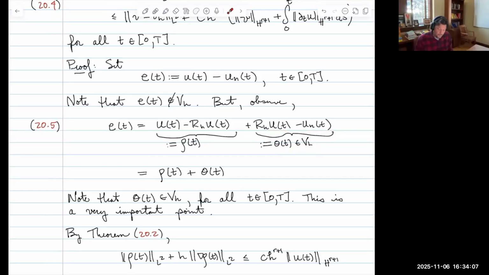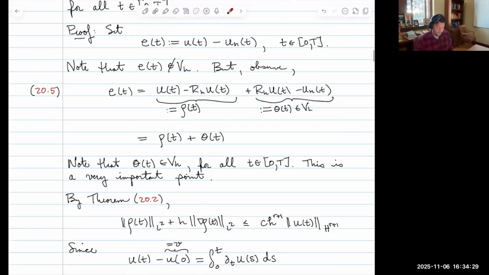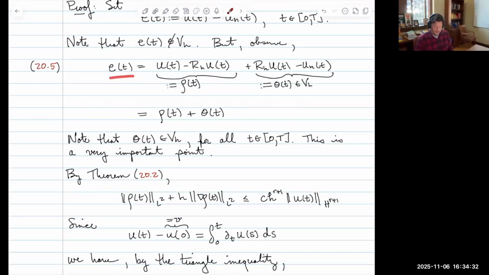Okay, so now this difference, let's think about that. What is this rho? Well, this is just the difference between a function u and its Ritz-Galerkin approximation. We have estimates for the size of that error already based on our assumption, our hypothesis from theorem 20.2, the result of 20.2 really. In any case, we've just split the error into two new functions, rho t and theta t. But the important point is that theta t for every t is going to be in the space VH. This is a very important point for us, one that we're going to exploit later.